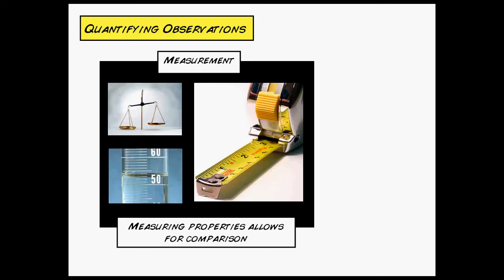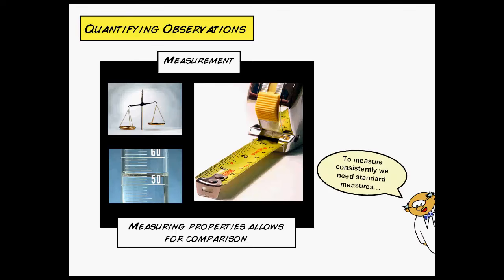In order to make comparisons between our observations, not only do we need to know what changes have occurred, but how much change. In order to make consistent measurements, we need to use a standard method of measuring.